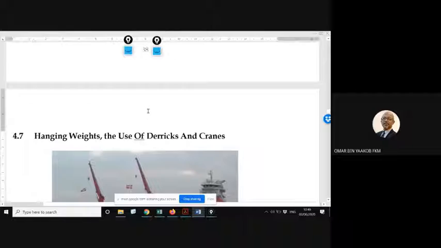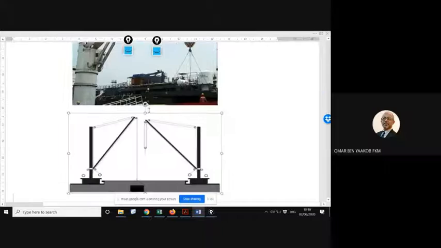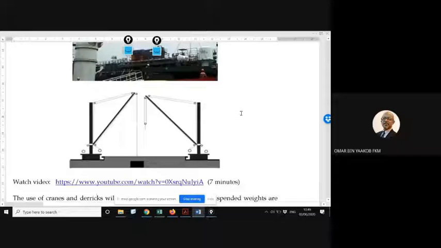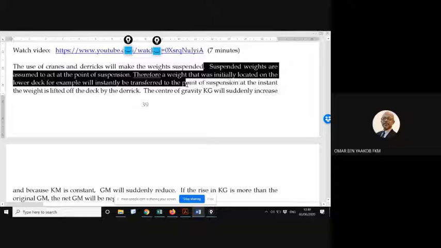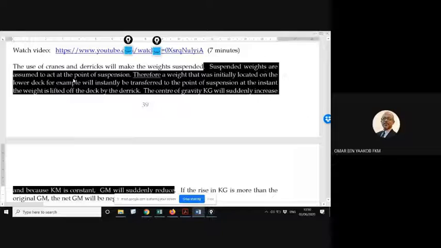The second last topic is about hanging weights, use of derricks and cranes. You can watch this 7-minute video on YouTube to understand this, but it is also explained here. Suspended weights are assumed to act at the point of suspension. Therefore, weight that was initially located on the lower deck will instantly be transferred to the point of suspension at the instant the weight is lifted off the deck by the derrick. So the center of gravity will suddenly increase, and because KM is constant, GM will reduce.